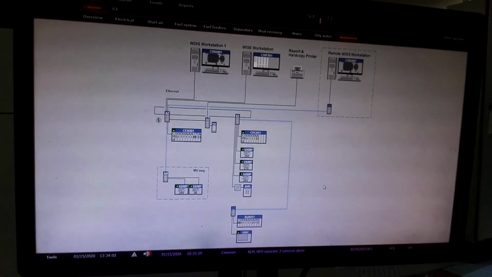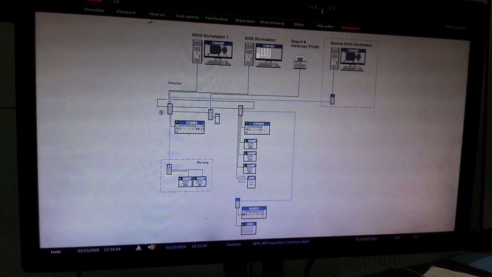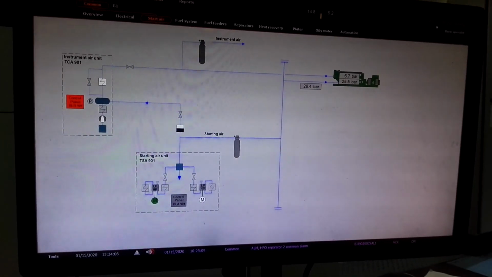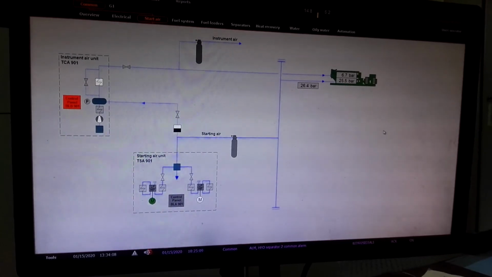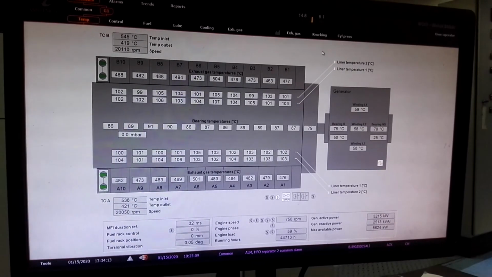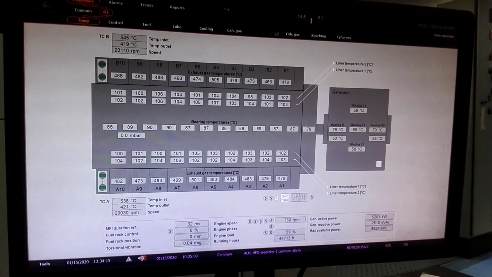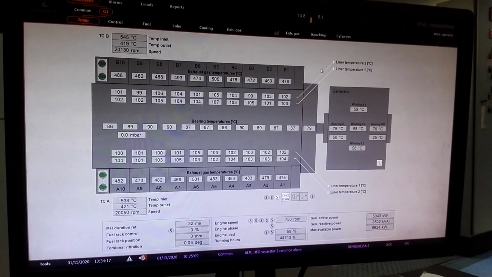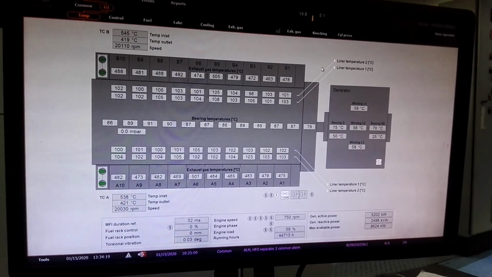So I hope you will see it. It's WOIS, Wartsila Operator Interface System. In the next video, we will discuss in detail every page of it, and I will discuss how we control the engine by just observing this software. Thank you.